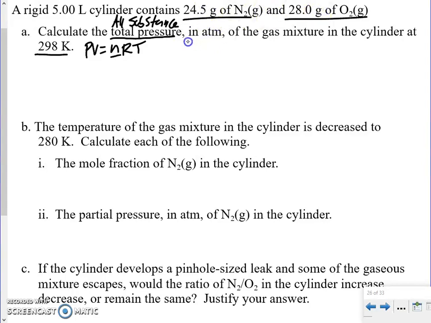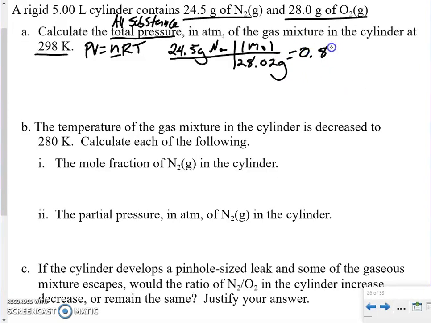Well, we're given grams of 2 different species. We can find moles pretty straightforward. So we take our 24.5 grams of N2, and we're going to divide that by the 28.02 grams, which is the molar mass of nitrogen. And that's going to give us, as soon as we do this in our calculator, 0.874 moles of N2.